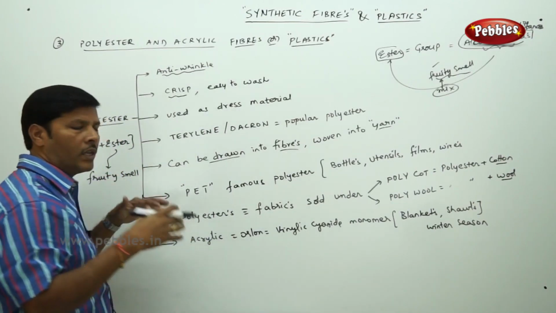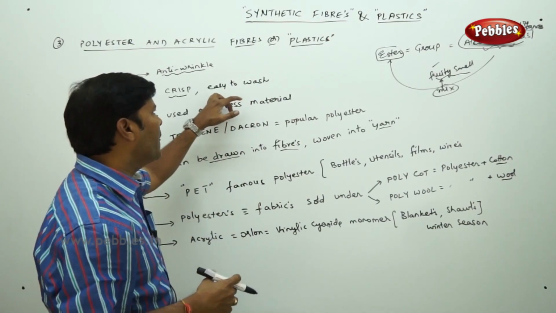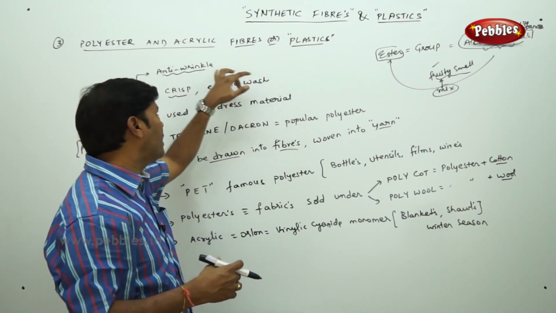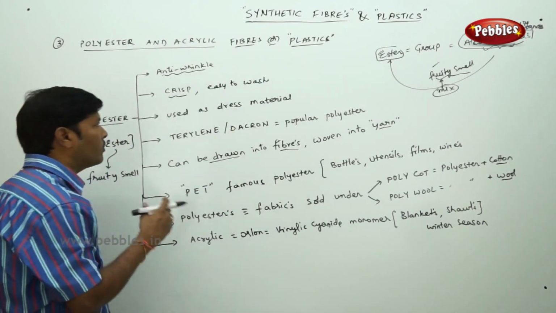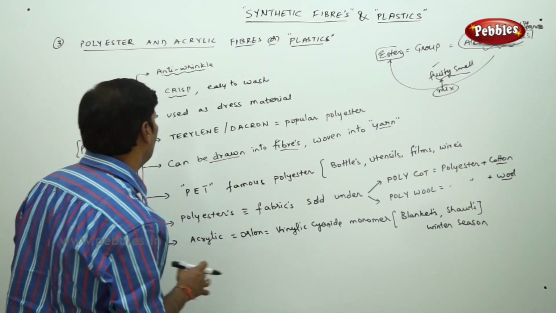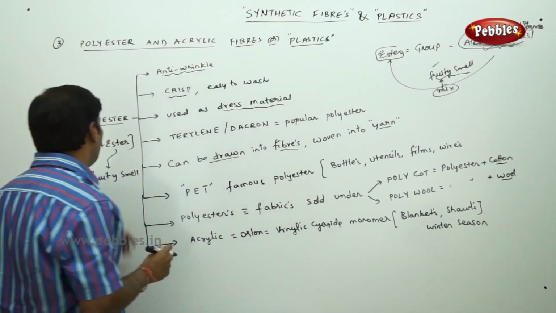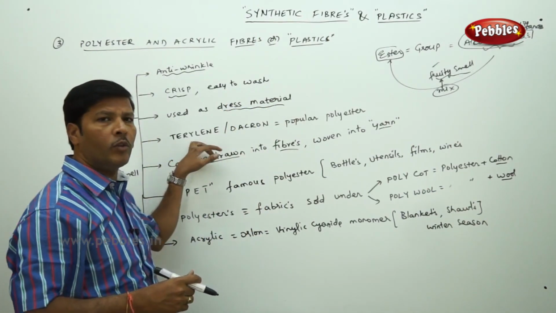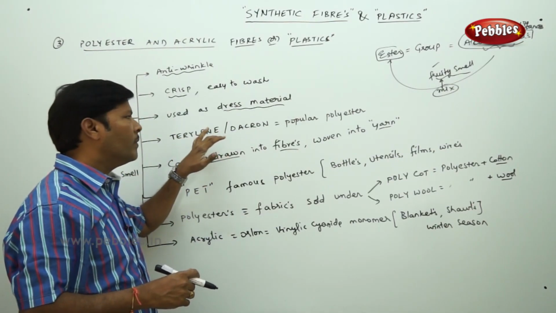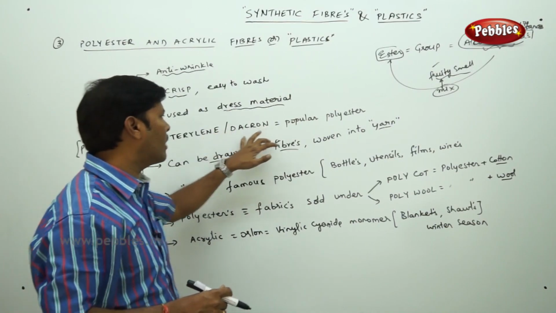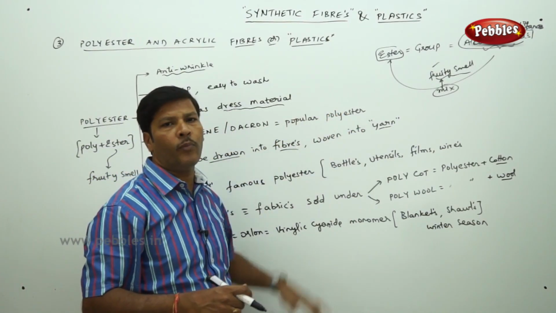These polyesters have the least water absorbing tendency. That's why they are easy to wash, because of their anti-wrinkle nature and crisp nature. It is also easy for us to wash them, because whatever dirt is there just gets removed very fast. Then of course it is used as a dress material. One of the most popular polyesters available in the market are terylene or dacron. Both terylene and dacron are popularly called polyesters.